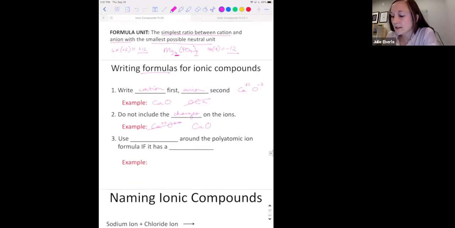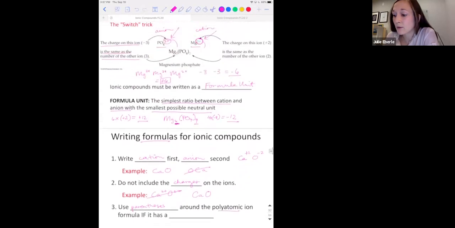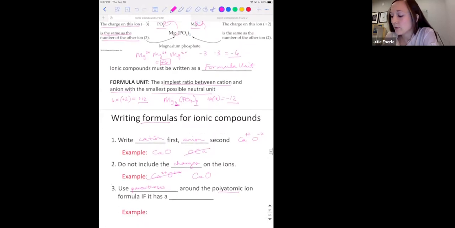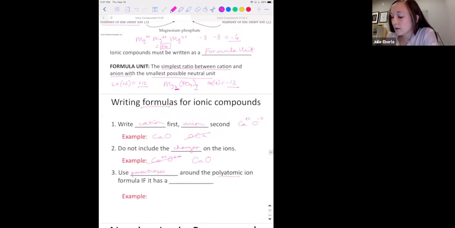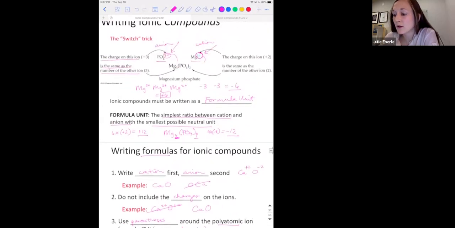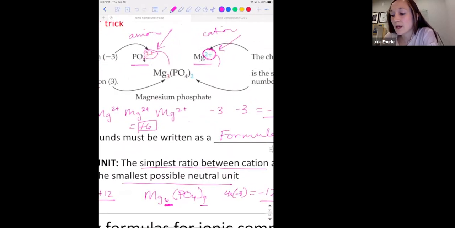Okay, lastly, use parentheses around the polyatomic ion. So if we have a polyatomic, for example, up here, we had phosphate as the anion, and phosphate is our polyatomic. It says use parentheses around the polyatomic ion formula if it has a subscript. Meaning if you need more than one, you have to use parentheses. And that's exactly what you saw up here with magnesium phosphate. We needed 2 of them. We needed more than one.